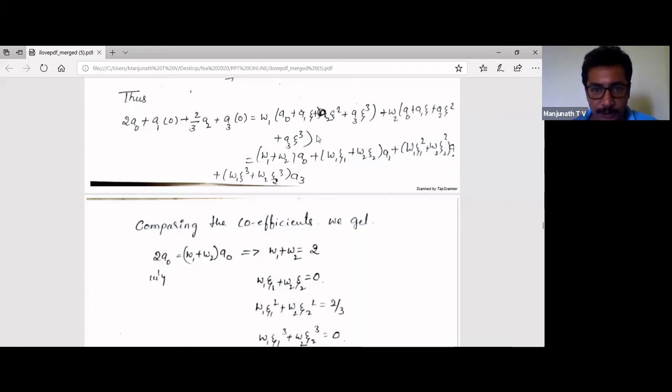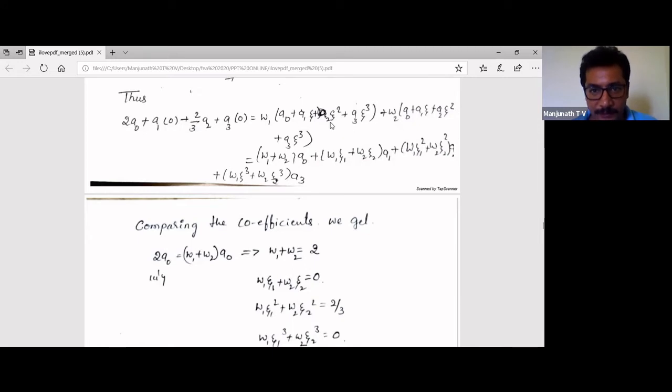To separate that, I'm going to take A0 as common. You can see W1 A0 is there, and W2 A0 is also there. If you take A0 as a common factor, this becomes (W1 plus W2) A0, as we separate A0. Plus again, considering A1 zeta: W1 A1 zeta plus W2 A1 zeta. If you take A1 as a common factor, the remaining is W1 zeta plus W2 zeta.